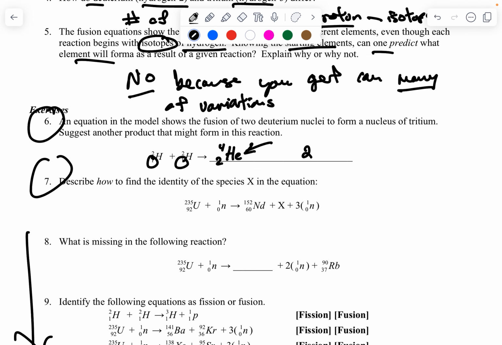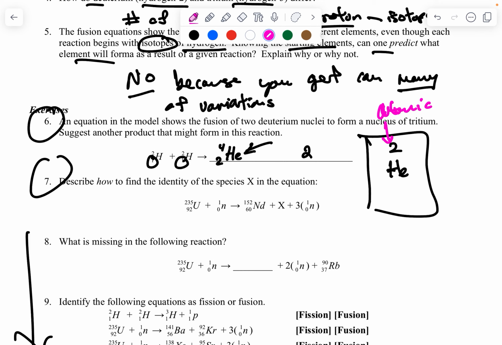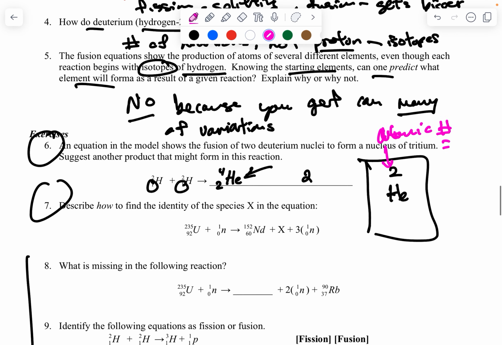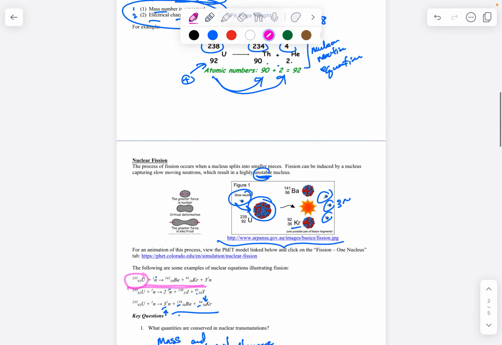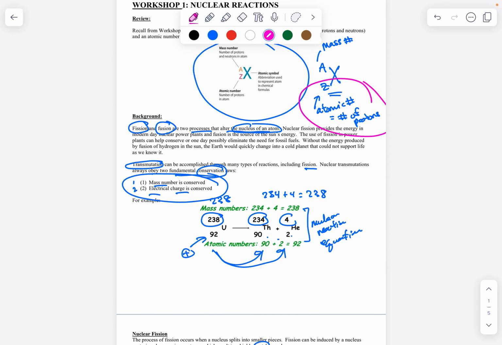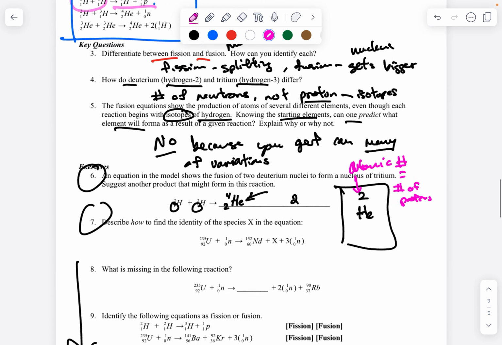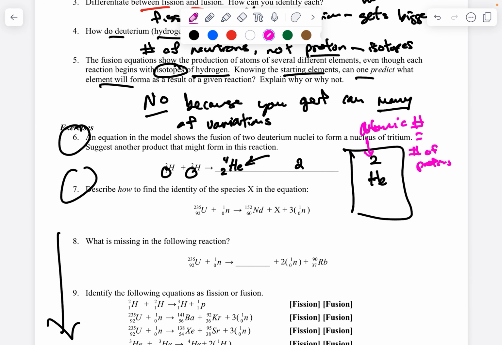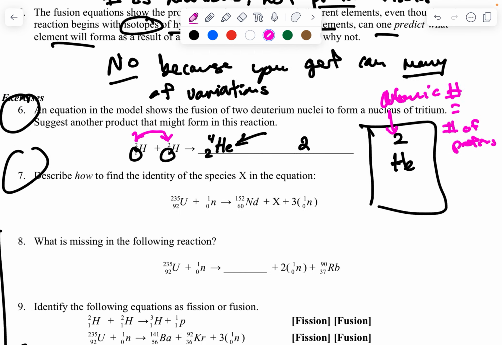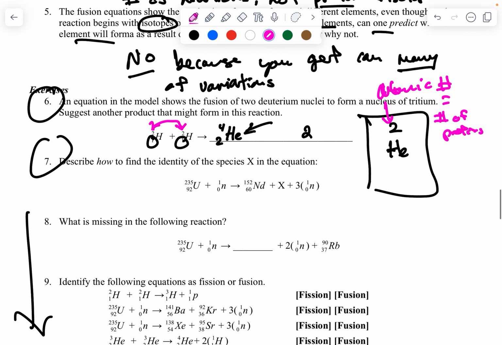When you look on the periodic table, He is the one that has the number 2 here. And remember, number 2 here is the atomic number, which is the number of protons. Same thing I said up here. So that's how we know it has to be He. Then we look at the number of neutrons and add them together, which gives us 4. So this is fusion.